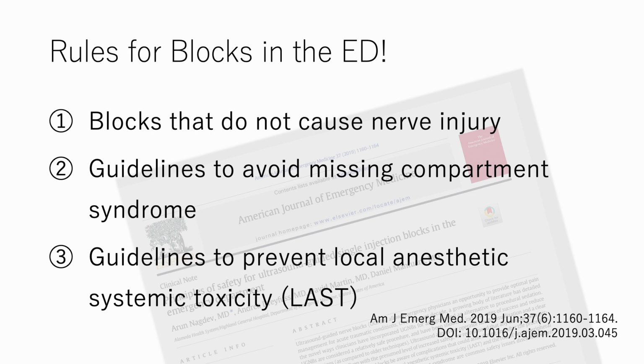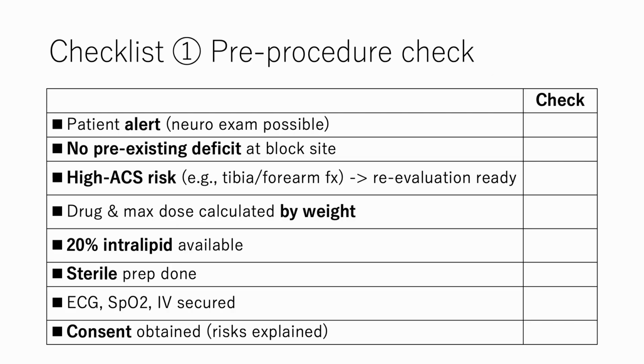We should choose blocks that don't risk nerve injury. We should set rules to make sure we don't miss compartment syndrome. And we should also have rules to avoid local anesthetic toxicity. That's the idea. So, I've put together a checklist to use before, during, and after the procedure. This one here is the before the block checklist.